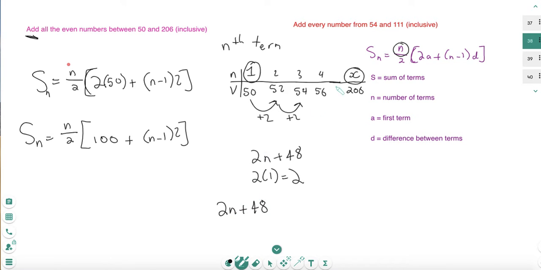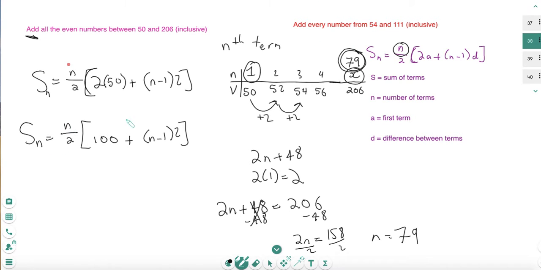And what I'm going to do is find out which term is 206. So I'm going to set my equation equal to 206 to find out which term 206 is, and I'll find n. So minus 48, 2n is equal to 206 minus 48, 158. Divide both sides by 2. n is equal to 79. So we know 206 is the 79th term. And if 206 is the last term, we know that there are 79 terms in the sequence.